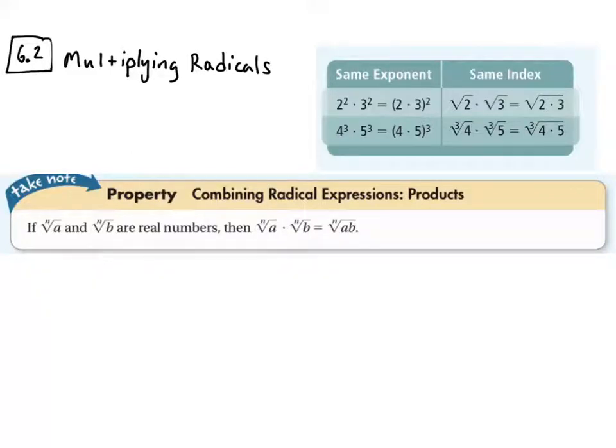All right, so today we're talking 6.2, multiplying radicals. Multiplying radicals is a lot like multiplying exponents, where they have to have the same index. When we have the same index, we're multiplying the radicands together and leaving the index alone.